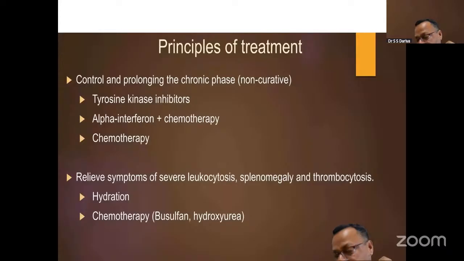After the diagnosis and complications, now we come to the last part, the treatment. First we have to treat to control and prolong the chronic phase. That can be done by either TKI, alpha interferon plus chemotherapy, or chemotherapy alone. The second principle should be to relieve the symptoms of severe leukocytosis, splenomegaly, and thrombocytosis, which can be achieved by hydration or chemotherapy with hydroxyurea and busulfan.